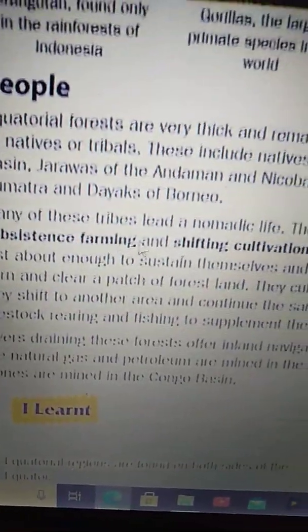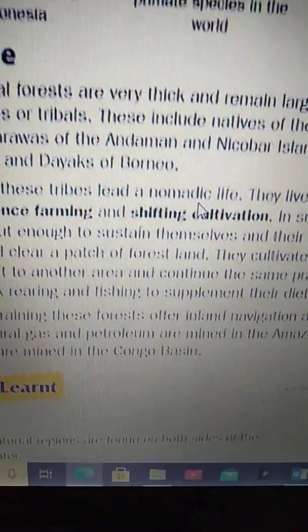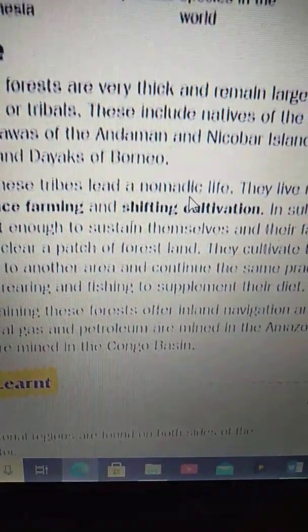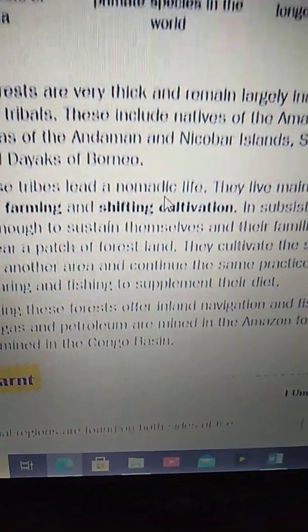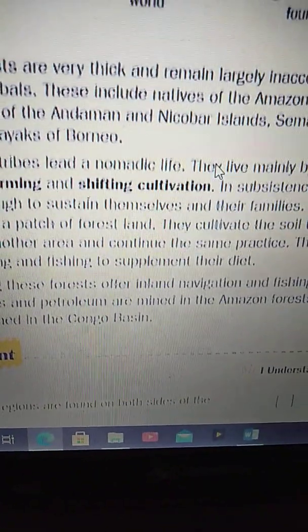Many of these tribes lead a nomadic life. So we have many tribals here, and this became the native place for the people of this equatorial region. They also practice subsistence farming and shifting cultivation.